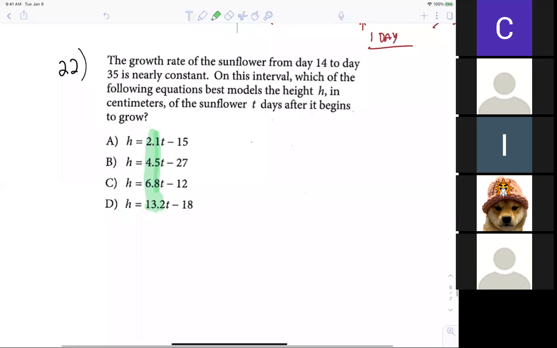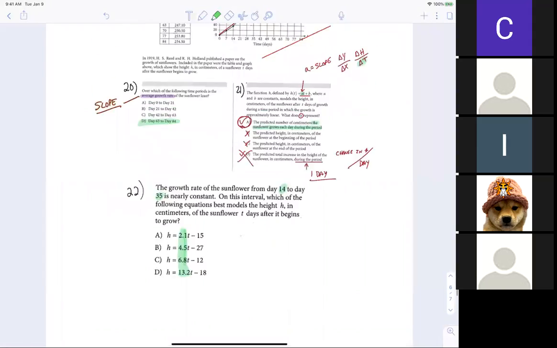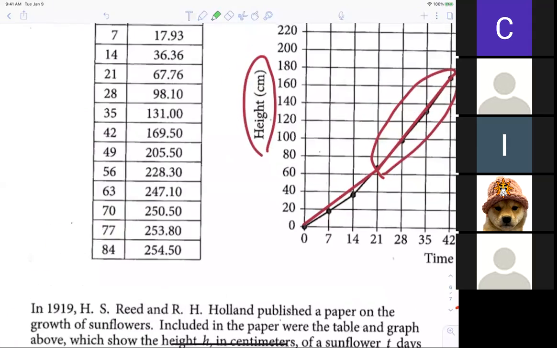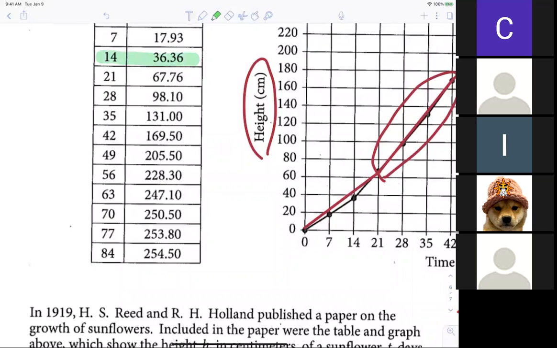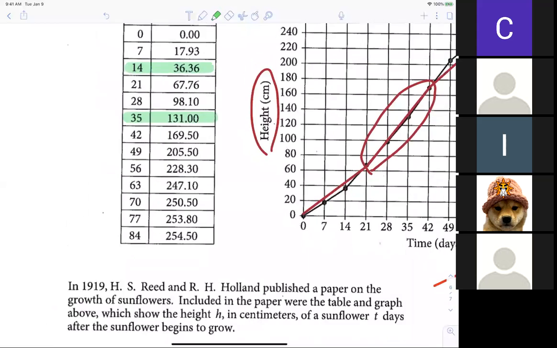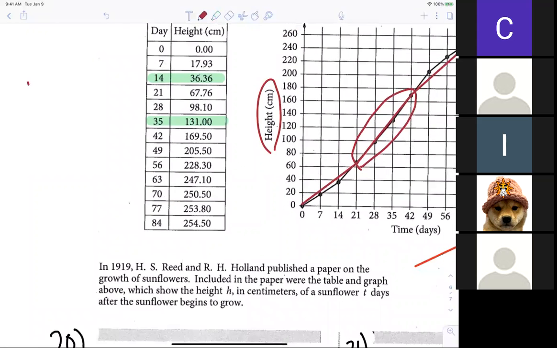So what I want to do is figure out what the slope is from day 14 to day 35. So we have to look at this model right here. This is day 14 and this is day 35. All right, so you need your calculator here to figure out what the slope is. So slope is 131 minus 36.36 over the two x values, which is 35 minus 14.